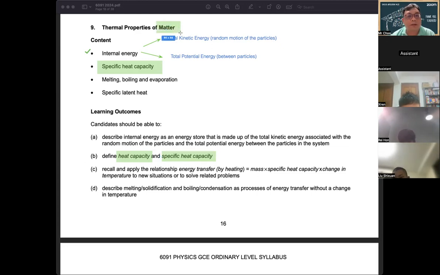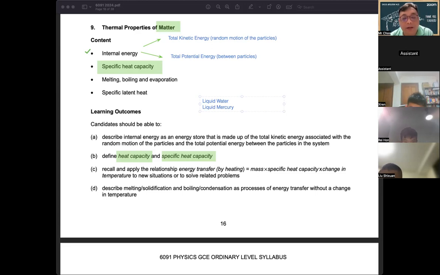So different matter, different object, will have different capacity for storing internal energy. Let me give an example. Liquid water and liquid mercury will have different capacity to store internal energy. Yes, so far?